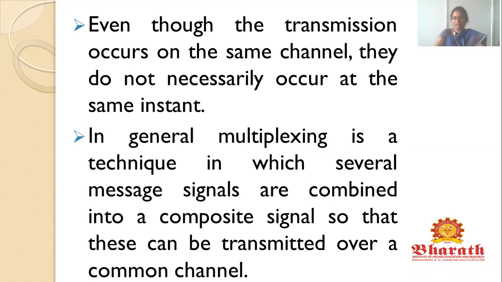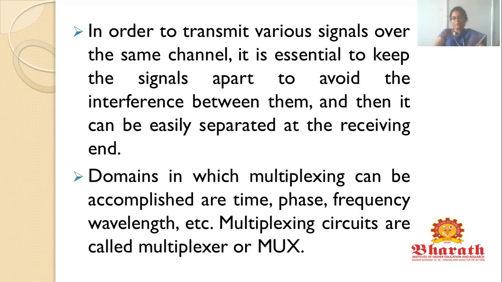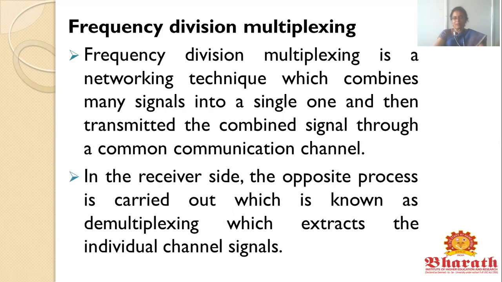In general, we know that multiplexing is a technique in which several messages are combined in a composite signal so that it can be transmitted over a common channel. When you are transmitting various signals over a single line, it is essential to keep the signals apart to avoid interference between them. Adjacent signals can be mixed with each other and then easily separated at the receiving end, which is a very important thing. The domains in which multiplexing can be accomplished are time, phase, frequency, wavelength, etc. Multiplexing circuits are called multiplexer and mixer.